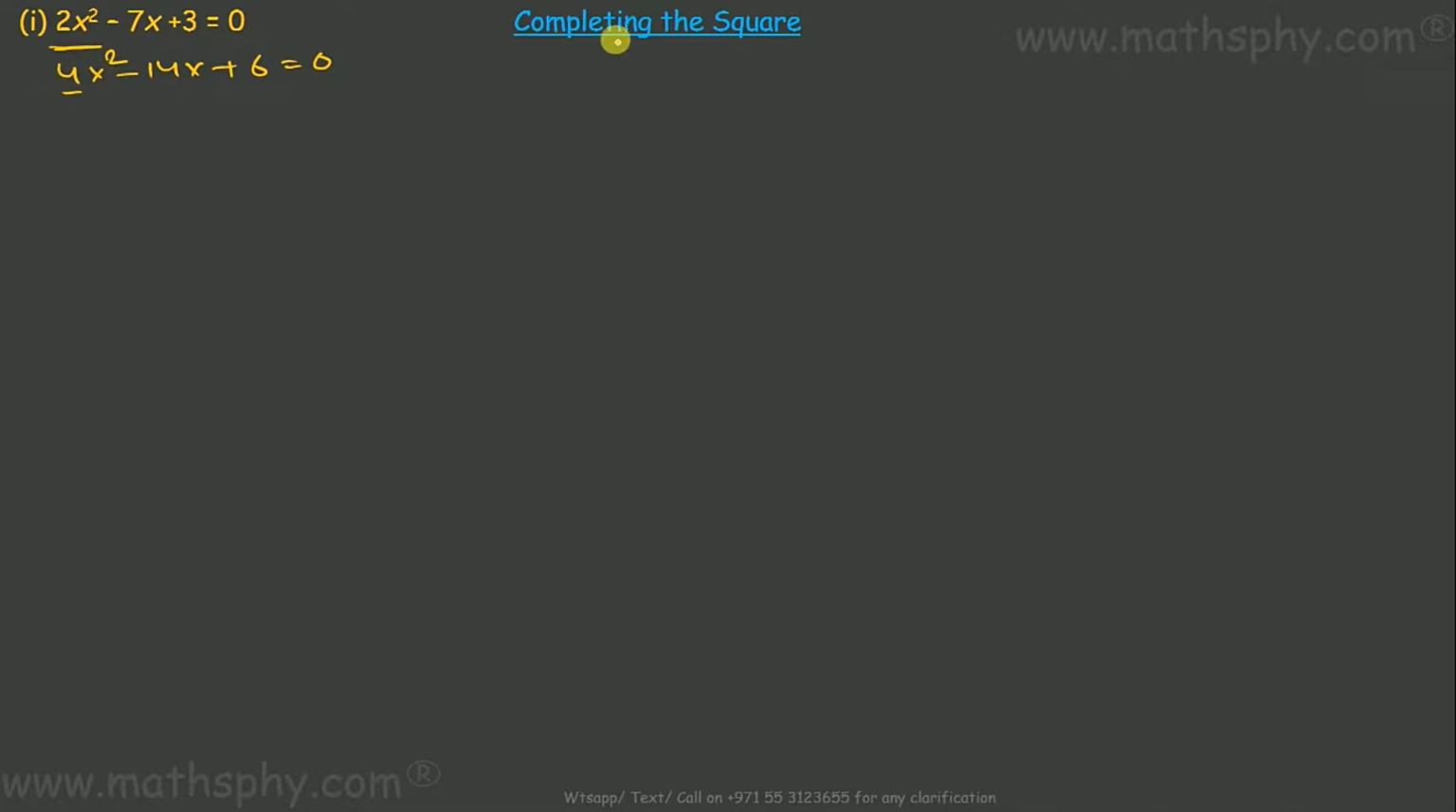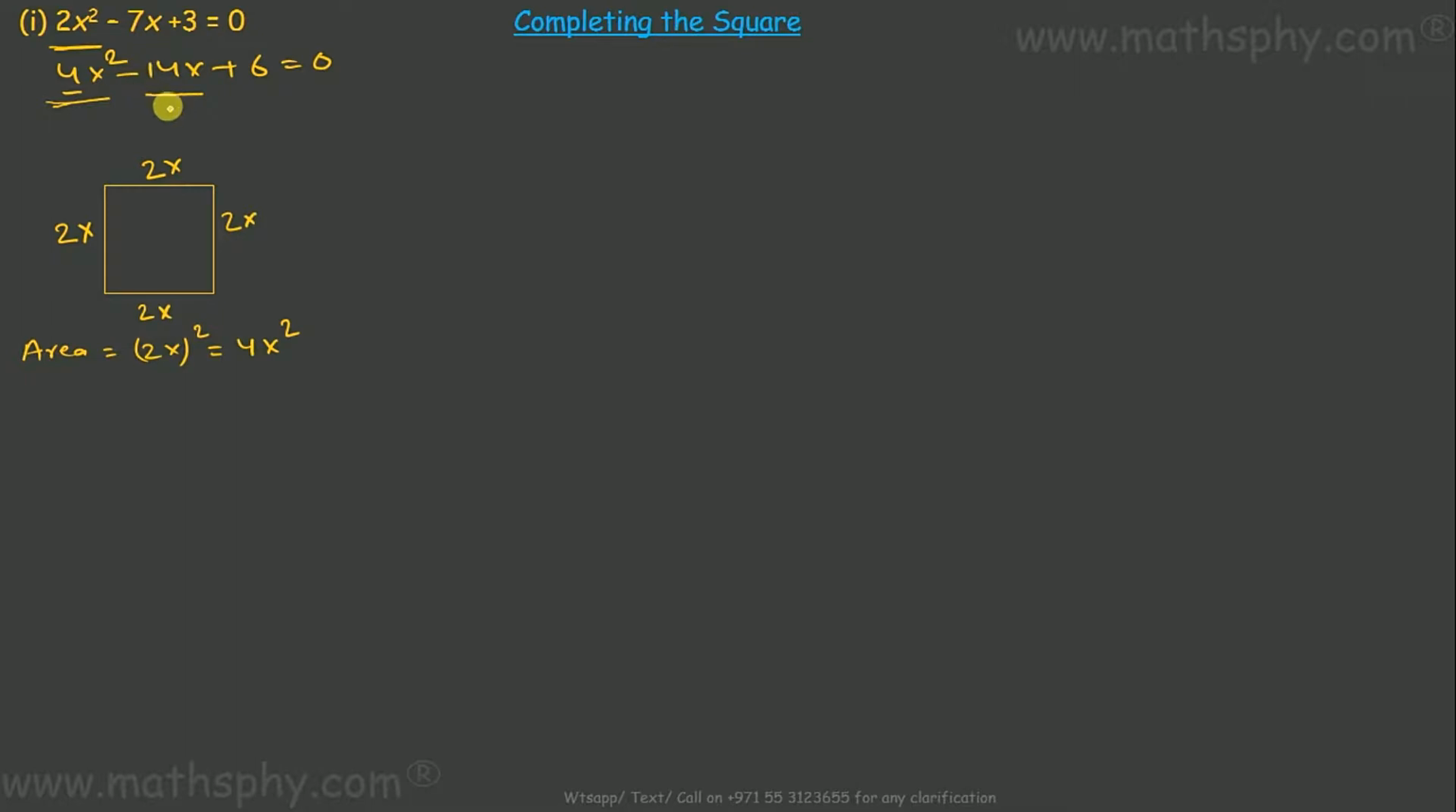Now, completing the square means the very first term, we have to make into a square. This is the square here. If I take this side as 2x, this will also be 2x, this will be 2x, this will be 2x. Area would be 2x whole square, which gives me 4x square. This is done. Next term is negative 14x. Negative 14x will not give me a square.